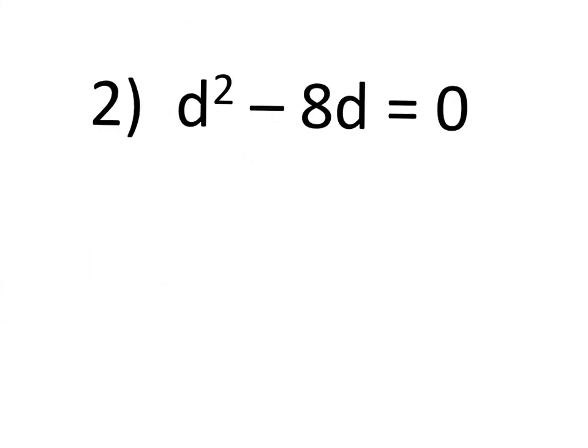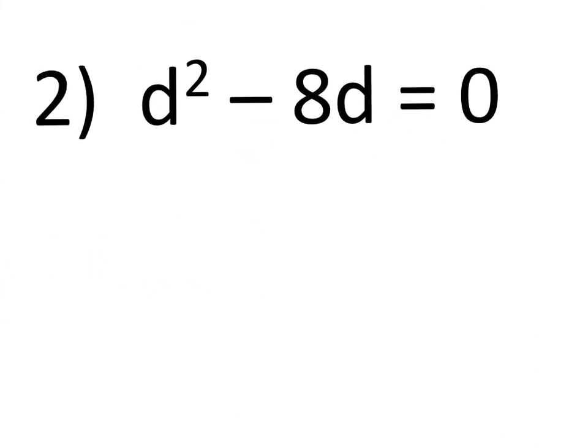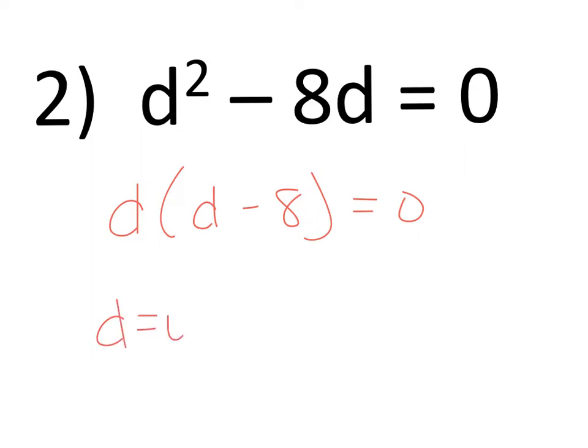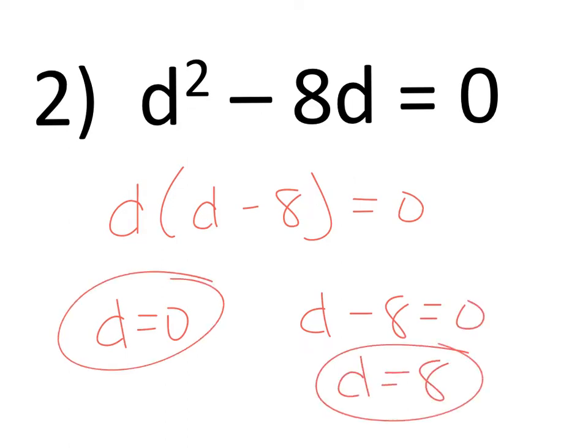On number 2, let's go ahead and pull out a GCF. So I'm going to pull out a d, and I get d minus 8 equal to 0. So now set each factor equal to 0. So d equals 0, d minus 8 equals 0, so d equals 8. So your answers are 0 and 8.